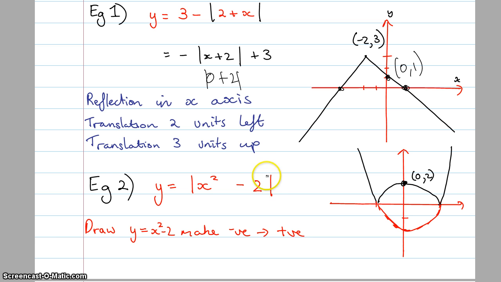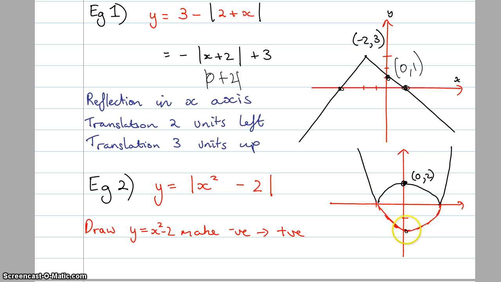Now my advice is to draw the stuff inside the absolute sign first. So draw x squared minus 2, and hopefully you'll be able to do that. I've got that down here in red. And then when I put the absolute sign over the top of it, it means that everything that was negative now becomes positive. So these lines here don't change at all, there and there, but all the points that were down here now become up there.